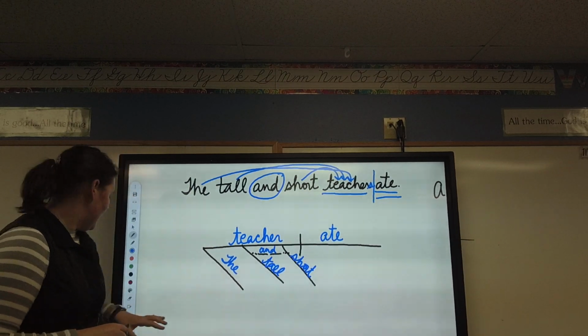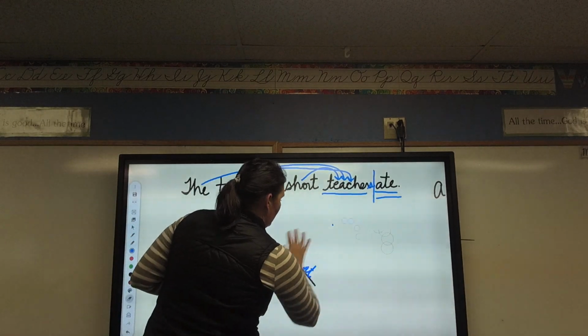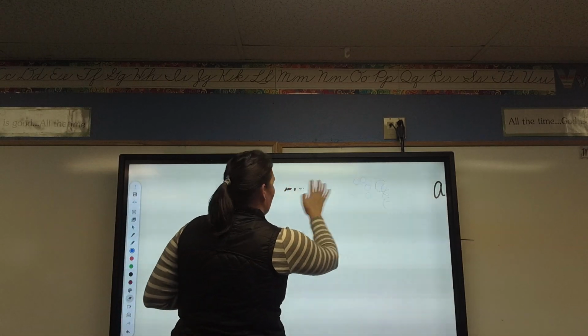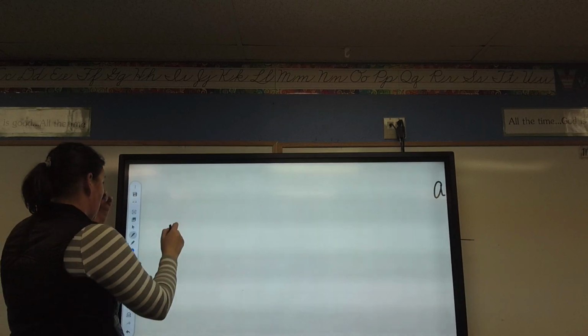Let's do one more example and then we'll get to our assignment today. So now what's going to happen if we come across a sentence where we've got both a pencil going on and we've got adjectives?